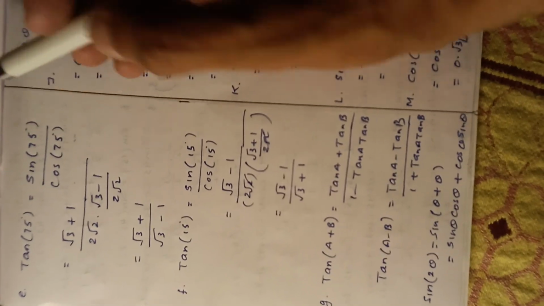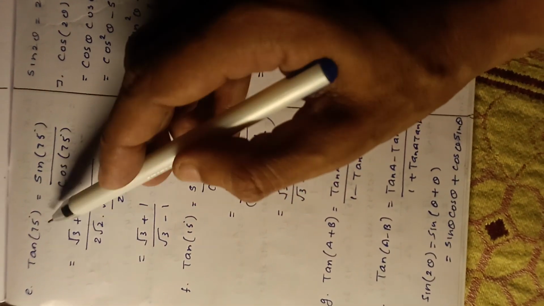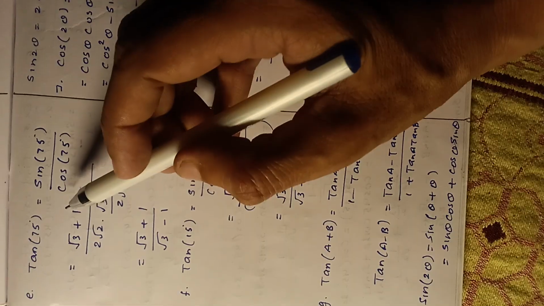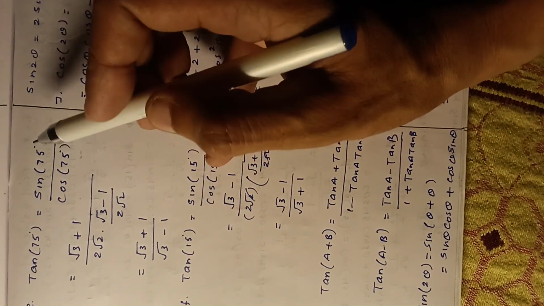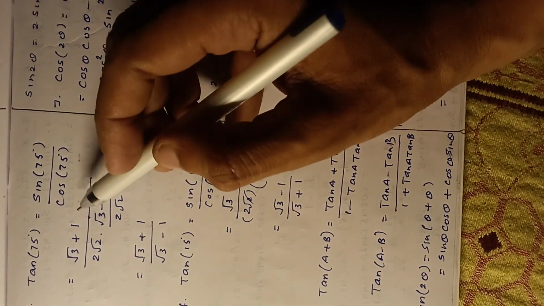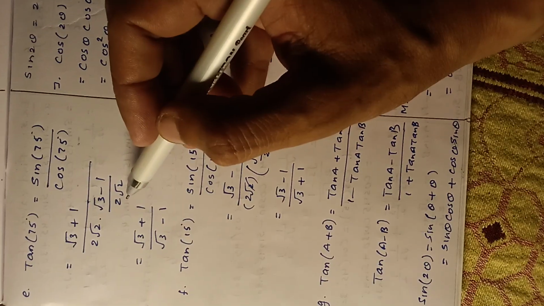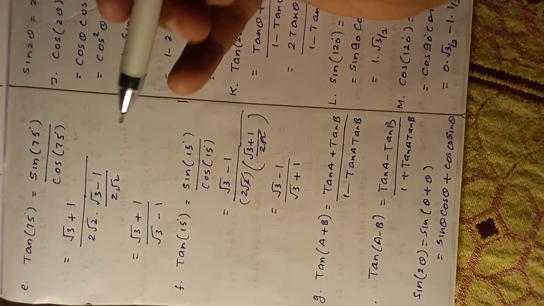Trigonometry. So let's move ahead. Here you need to calculate, in another question, tan 75. So tan 75 can be written as sin 75 by cos 75, and after substituting the values, we have root 3 plus 1 by root 3 minus 1.